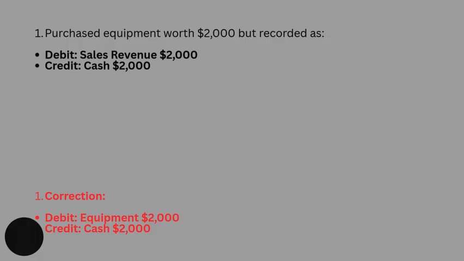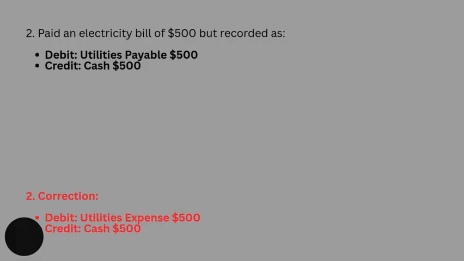Now let's move on to the next error involving our electricity bill. Now let's move on to our second incorrect entry. We have the case of an electricity bill that was paid for $500, but it was mistakenly recorded as debit utilities payable $500, credit cash $500.